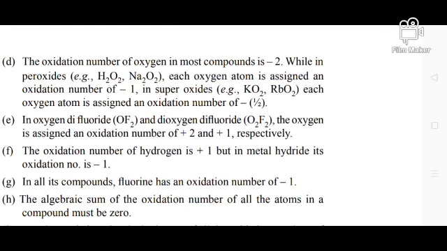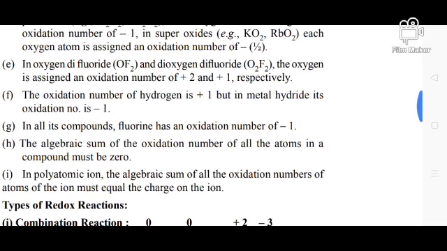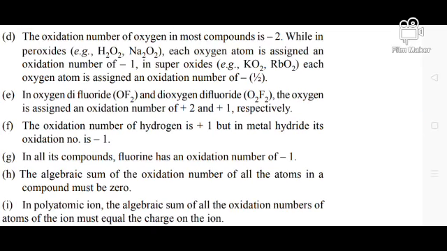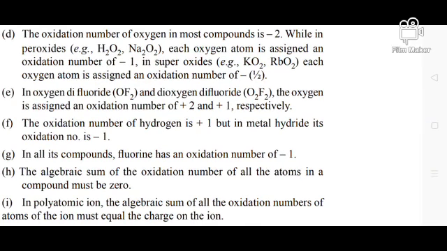The next one is that the oxidation number of oxygen in most compounds is -2, while in peroxides, that means H2O2 or Na2O2, each oxygen atom is assigned an oxidation number of -1. It is an exceptional fact. We have to remember that when we calculate for different metal peroxides, we have to think that the oxidation number of oxygen is -1. But in general, we can take the oxidation number of oxygen as -2.